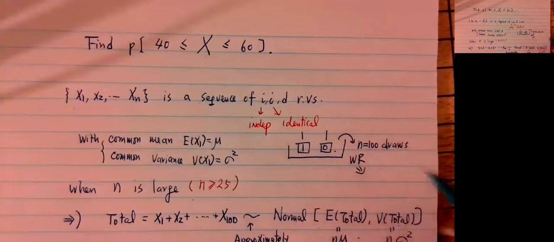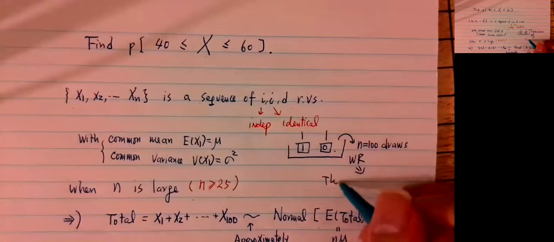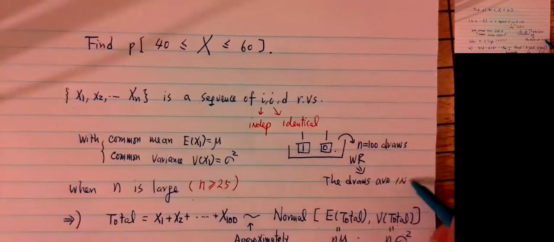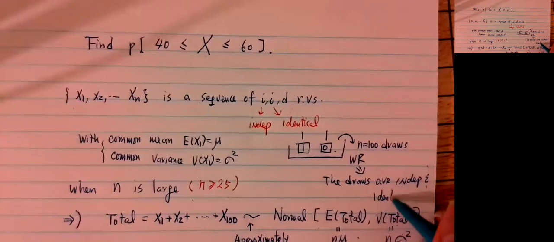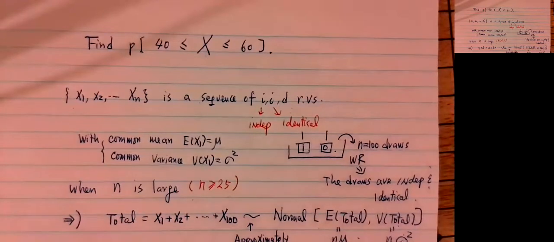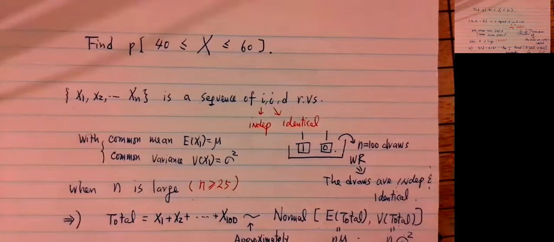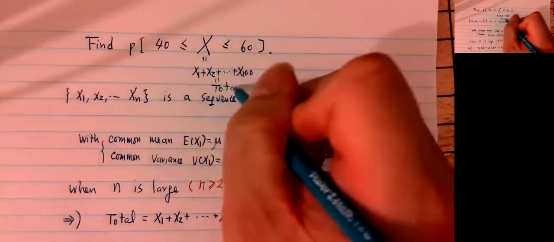Since this is with replacement, the draws are independent, and both independent and identical. Okay? This is why X1 up to X100 is IID, because the draws are made with replacement. And this X is actually X1 plus X2 plus all the way up to X100. That's why we call this a sample total. Okay?